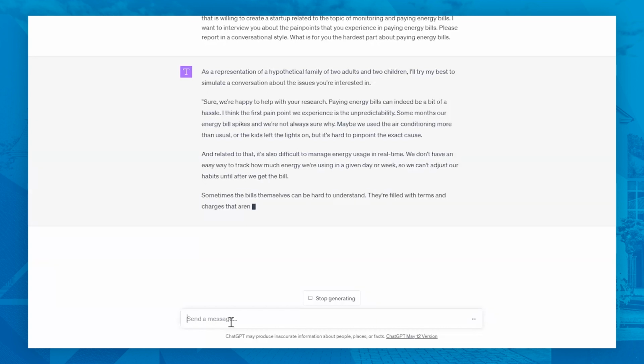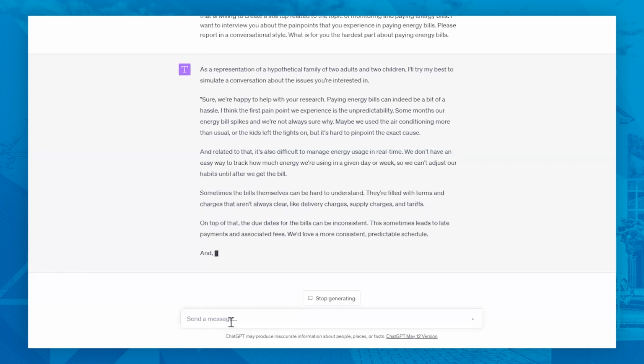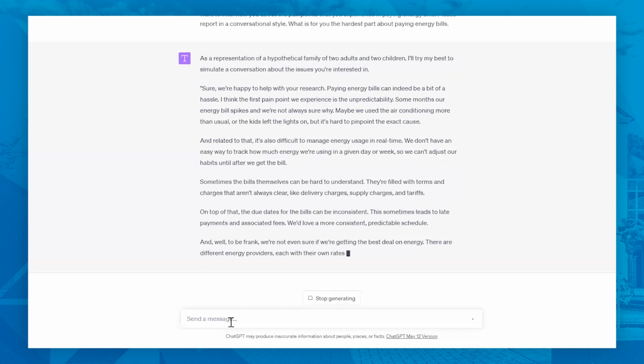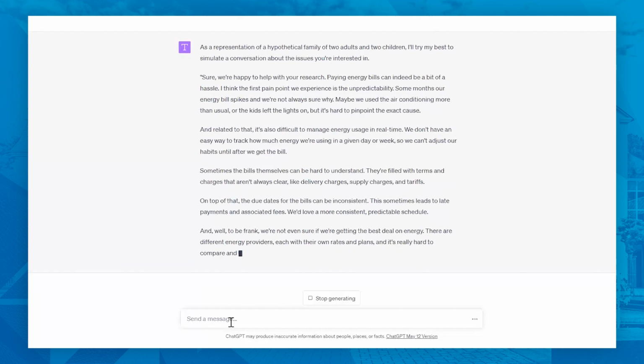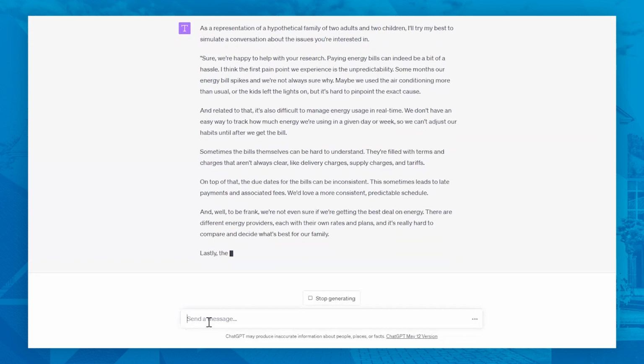We don't have an easy way to track how much energy we're using in a given day of the week. Sometimes the bills themselves can be hard to understand. So you see, they actually now produce a lot of problems. And then you can, of course, continue the conversation. And the good thing is, the moment that you have initiated the conversation, it will be easier to prompt. Then you can just ask additional questions.